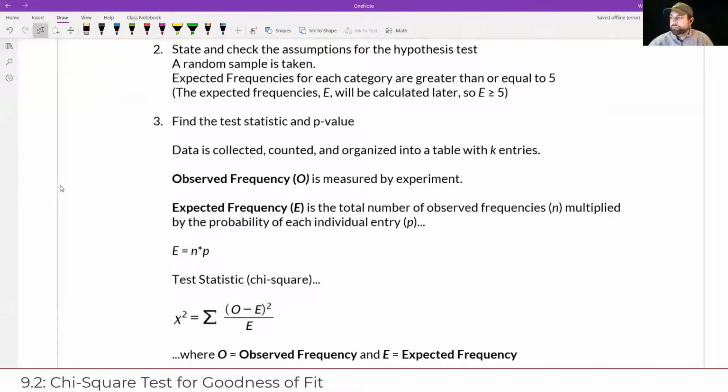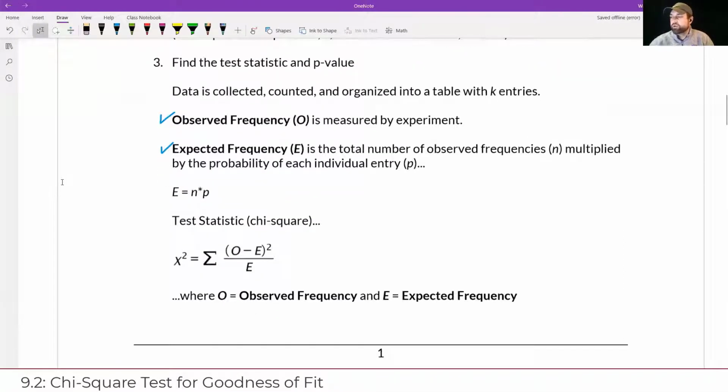We have to have expected frequencies greater than or equal to 5. We're going to take the observed frequency and the expected frequencies. And in this case, the expected frequencies are going to be the number of items multiplied by the p-value, the probability of success. And this is something that's a carryover from the last chapter, this p-value probability.